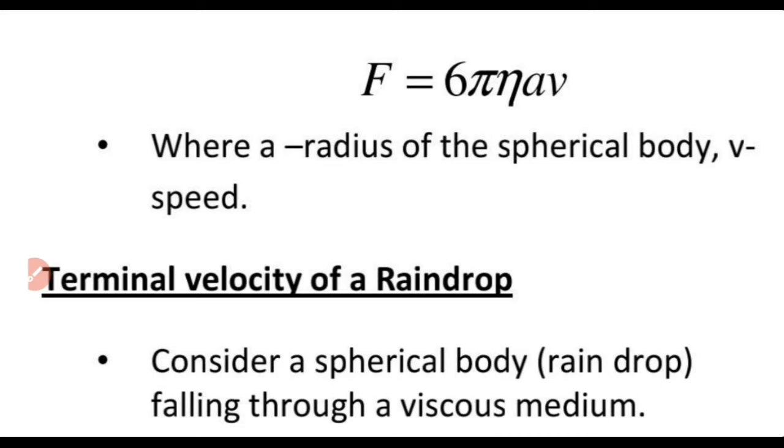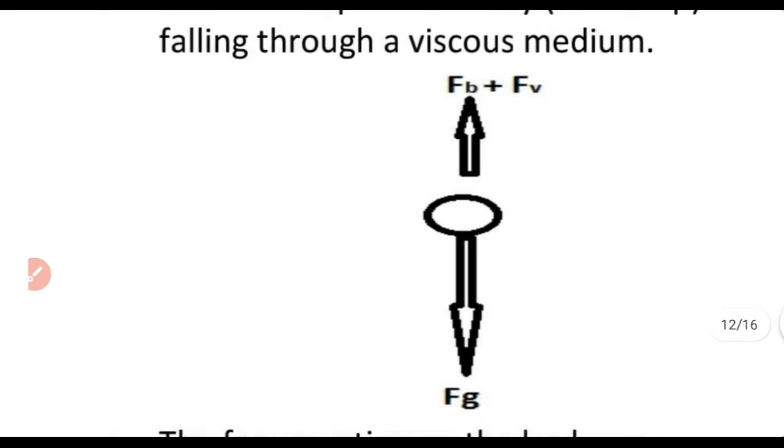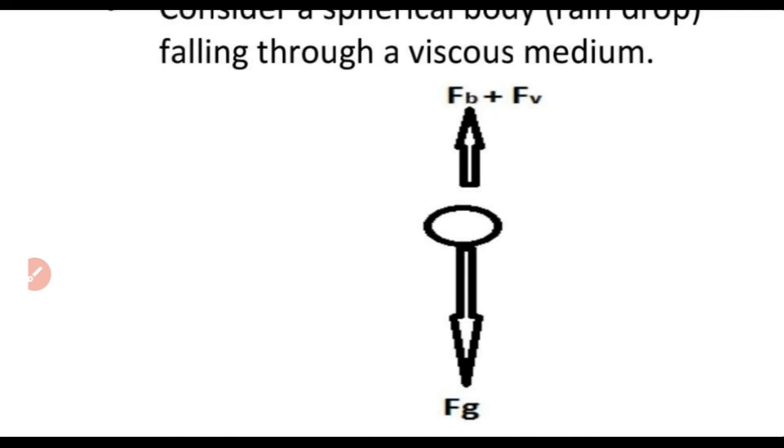Now, if we consider such a body, a spherical body, you can assume a spherical metallic sphere which is falling through a liquid, say coconut oil. Through coconut oil it is falling. So, there are many forces acting on that spherical body. Which all forces are acting on the spherical body? First of all, its weight is acting downwards. That is mg, the gravitational force, acting downward.